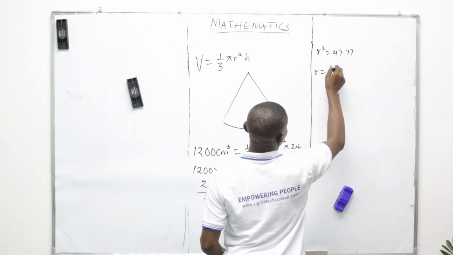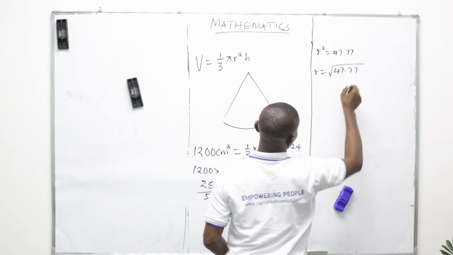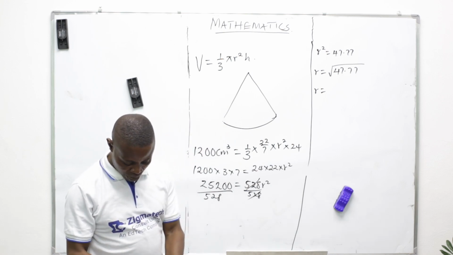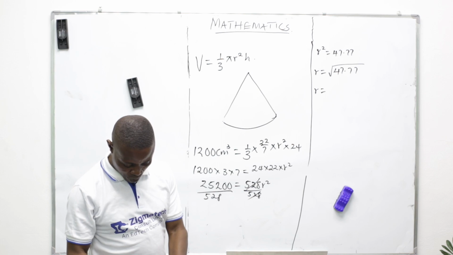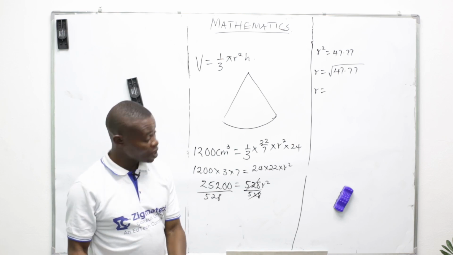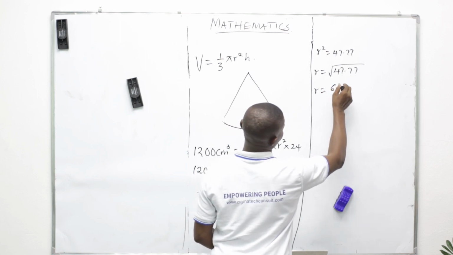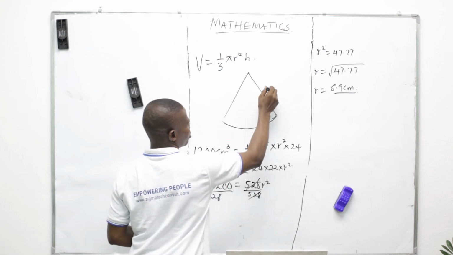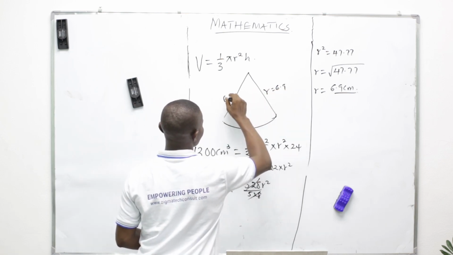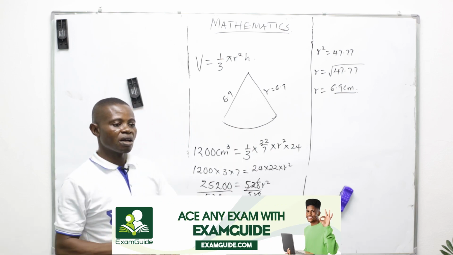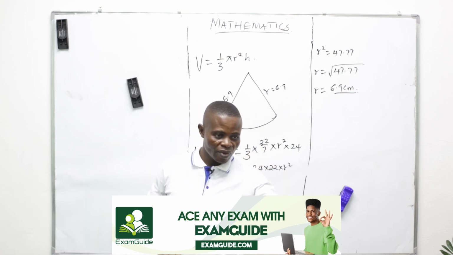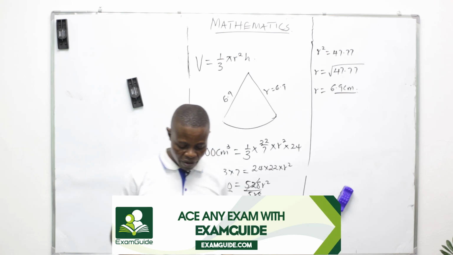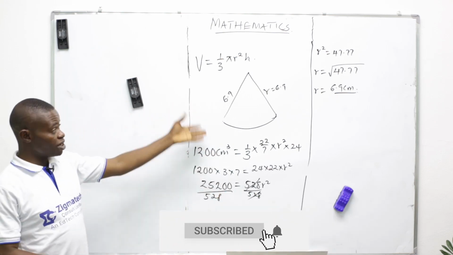So that r equals square root of 47.77. R will give us 6 point something, that is 6.9 cm. Now we have radius of this particular cone we have been talking about, 6.9. Now the question is, calculate the volume of a cone with same base radius and height of who? 84 cm. Good. You don't have business with the first formula again.